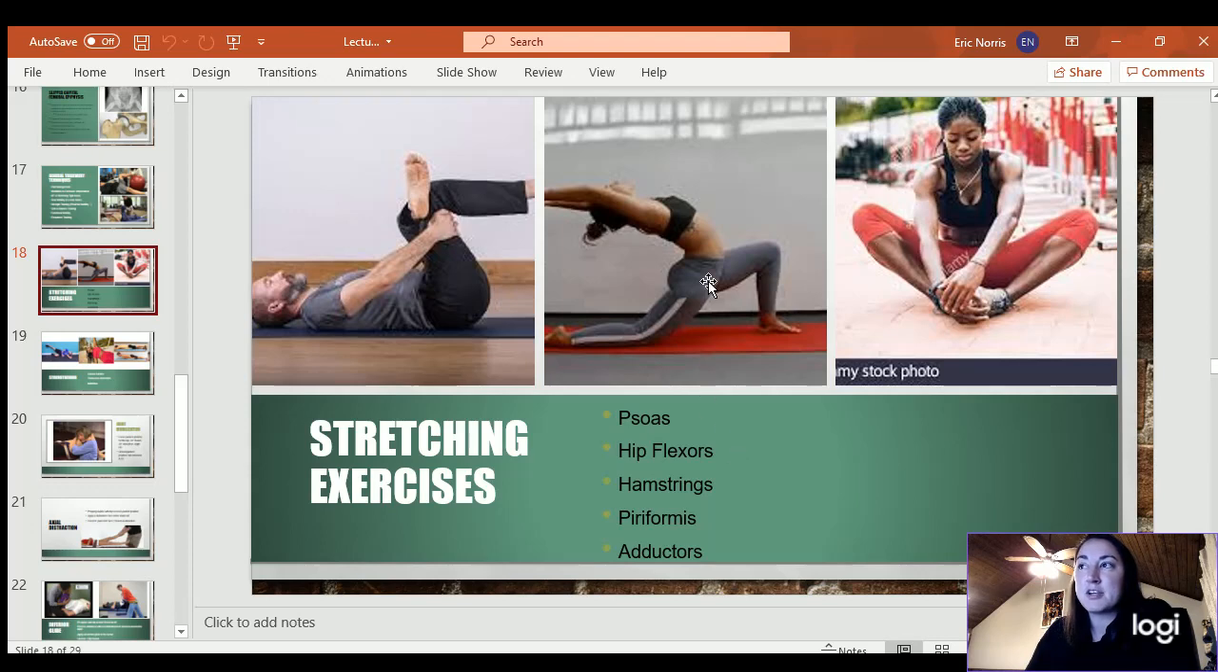Hip flexor stretch, of course, this is also stretching the hip flexor. Hamstring stretch, you're familiar with. Piriformis stretch right here, you're familiar with. Adductor stretch, you know all these, but just reminding you of which areas to stretch in a hip patient.